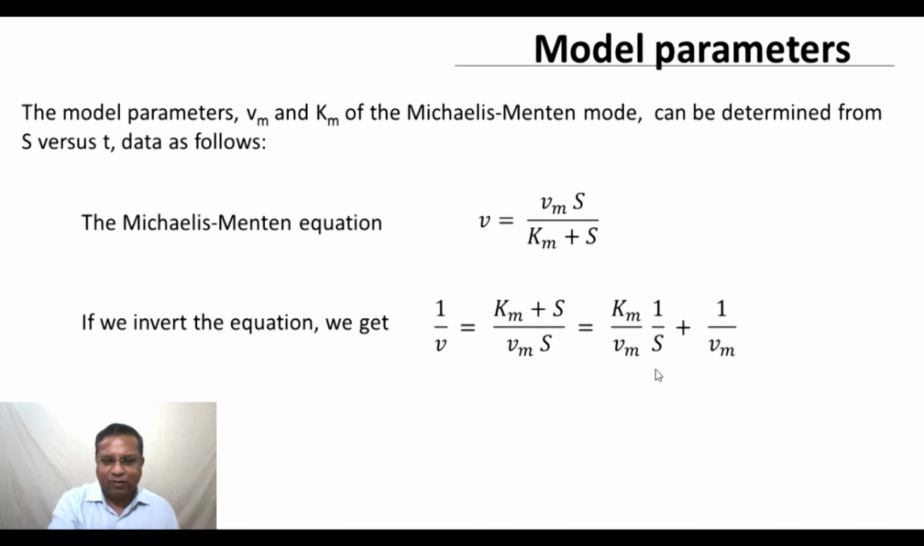If you look at this as y equals mx plus c, if you take this as y, and this as x, you can call this m, the slope, and c, the intercept. So if you plot 1 by v versus 1 by S from the S versus T data, you should get Km by Vm as the slope and 1 by Vm as the intercept. This is the way in which these model parameters are estimated.